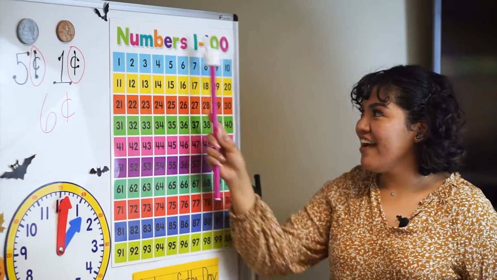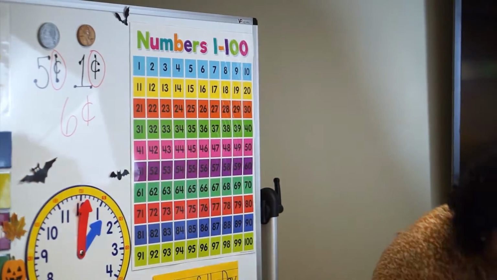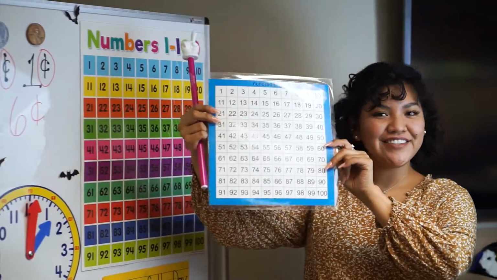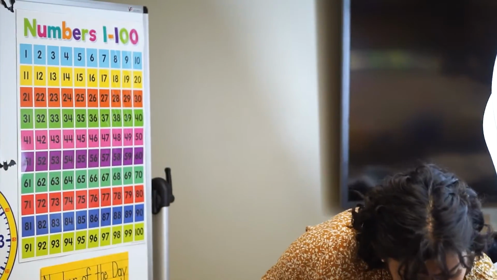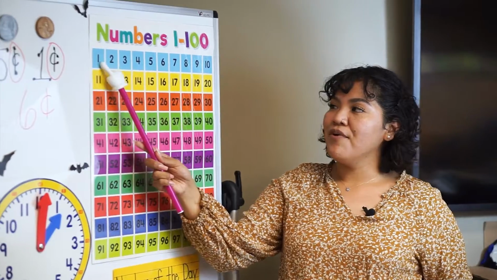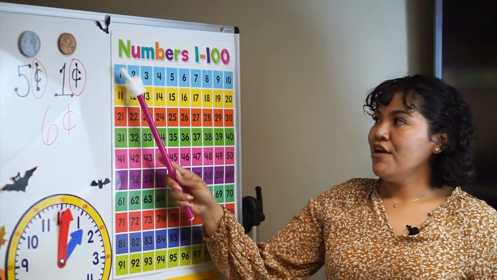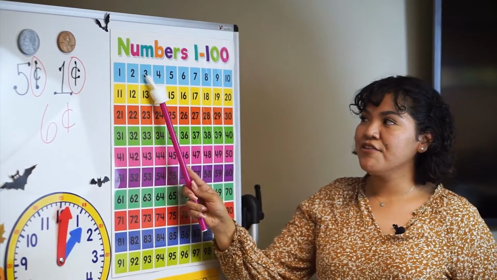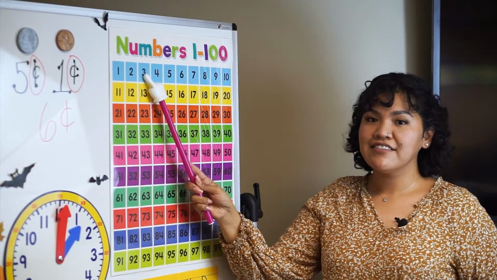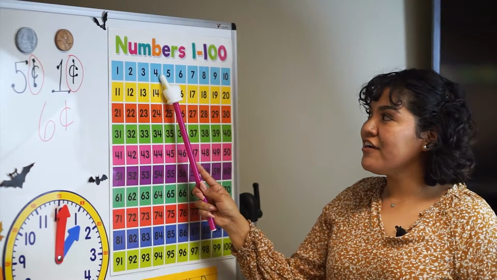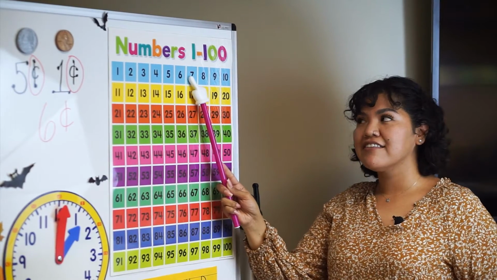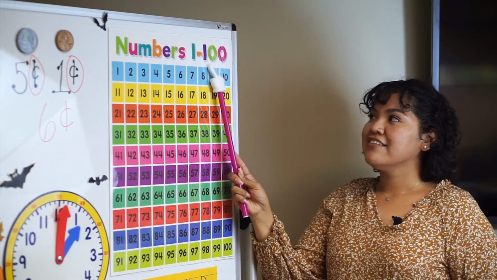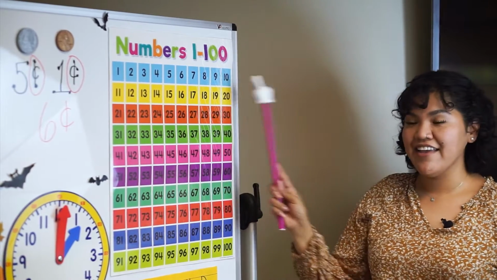All right, so everyone take out your hundreds chart. Have this in front of you. Get your pointer finger ready. Let's point to the number 1. So we have 1, 2, 3. What comes next? 4, 5, 6, 7. What comes next? 8, 9, and 10.